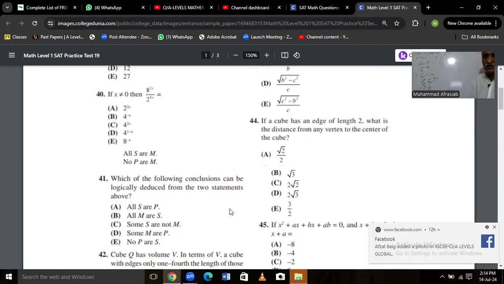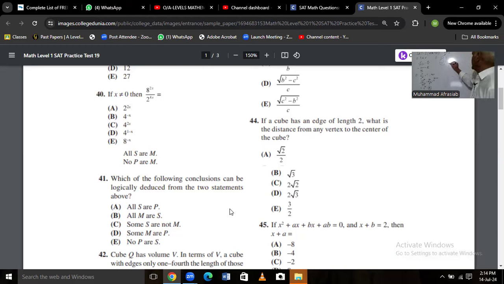This is formed with the help of diagrams. And no M is a P, so there is no intersection between M and P. This is the information we got from these two statements. Now, all S are P. All S are in P is not possible. So choice A is not correct.